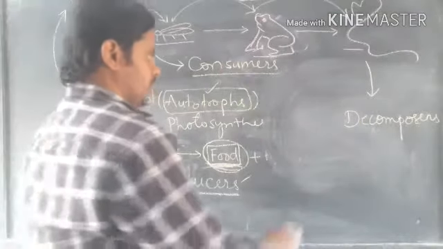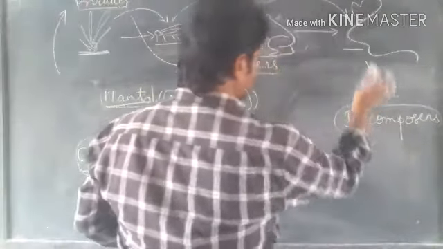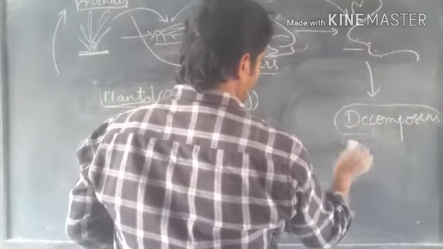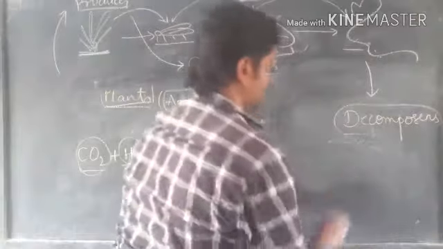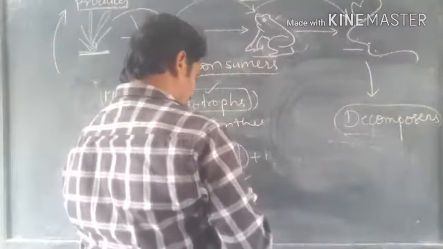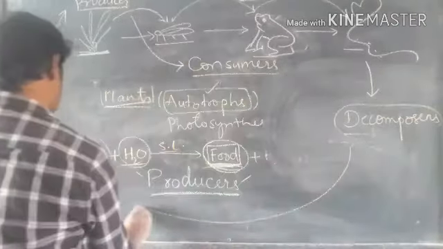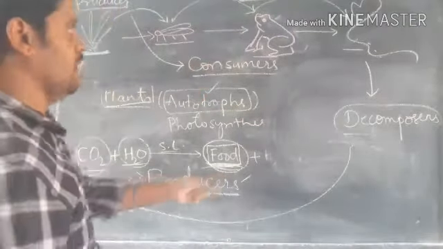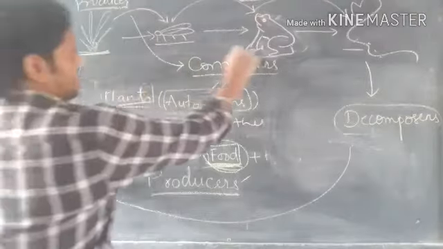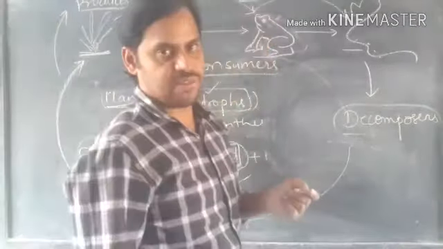Now decomposers decompose the dead body of the snake and add the nutrients present in the snake into the soil. Again these nutrients can be taken up by the plant for its growth, and it generates the food. So the food chain always continues.